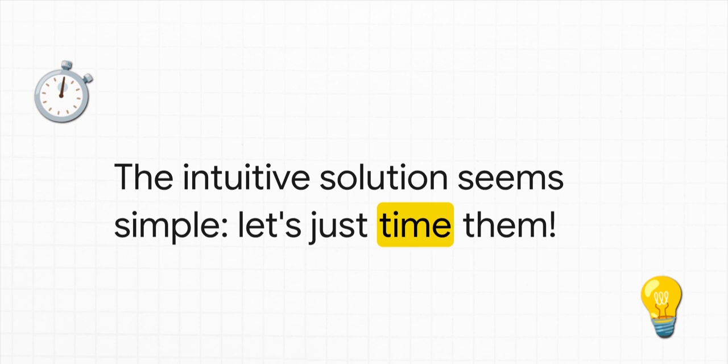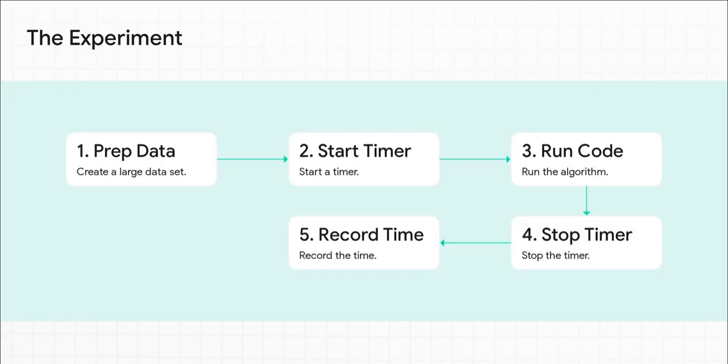Let's just time them. I mean, why not just run both algorithms on a computer and see which one finishes first? It sounds perfectly logical. Let's get out the stopwatch. And yeah, this is pretty much exactly how you'd set it up. You'd create a massive chunk of data, you'd start a timer, run the code, stop the timer, and then you just write down the time. You could do it over and over with bigger and bigger sets of data just to see how things change. Super simple, direct, it's a classic experiment.